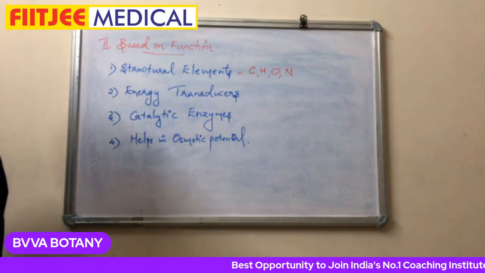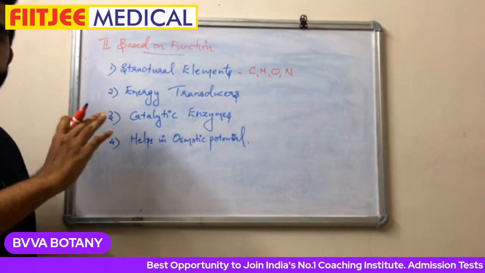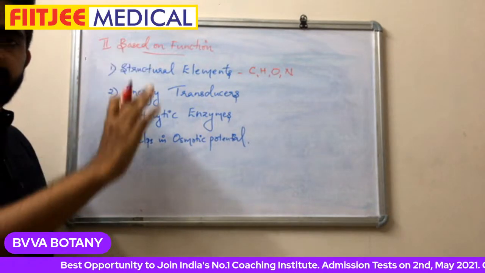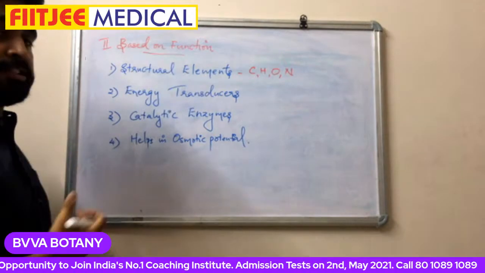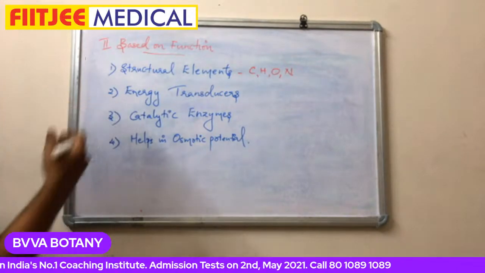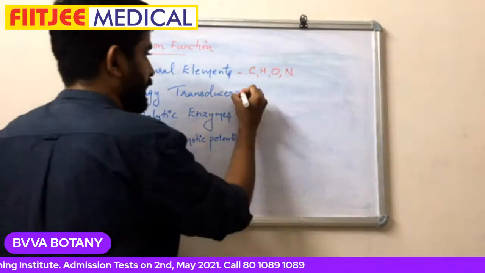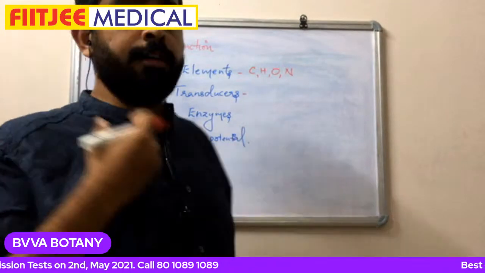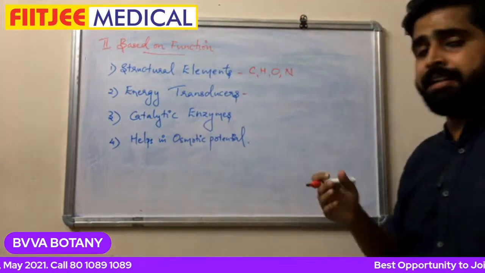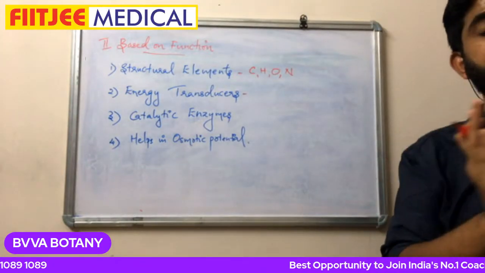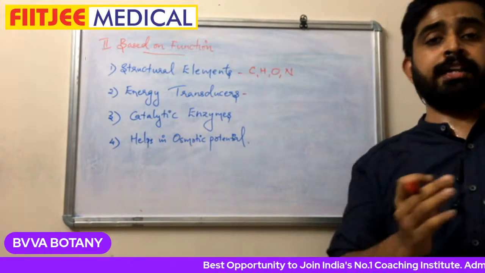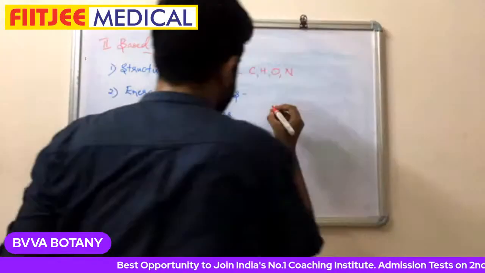These are part of the structure, like cellulose forming the cell wall, or the DNA and RNA, where nitrogen is also included. Coming to energy, these are the elements that help in transferring energy from one form to another form. I will explain with an example.